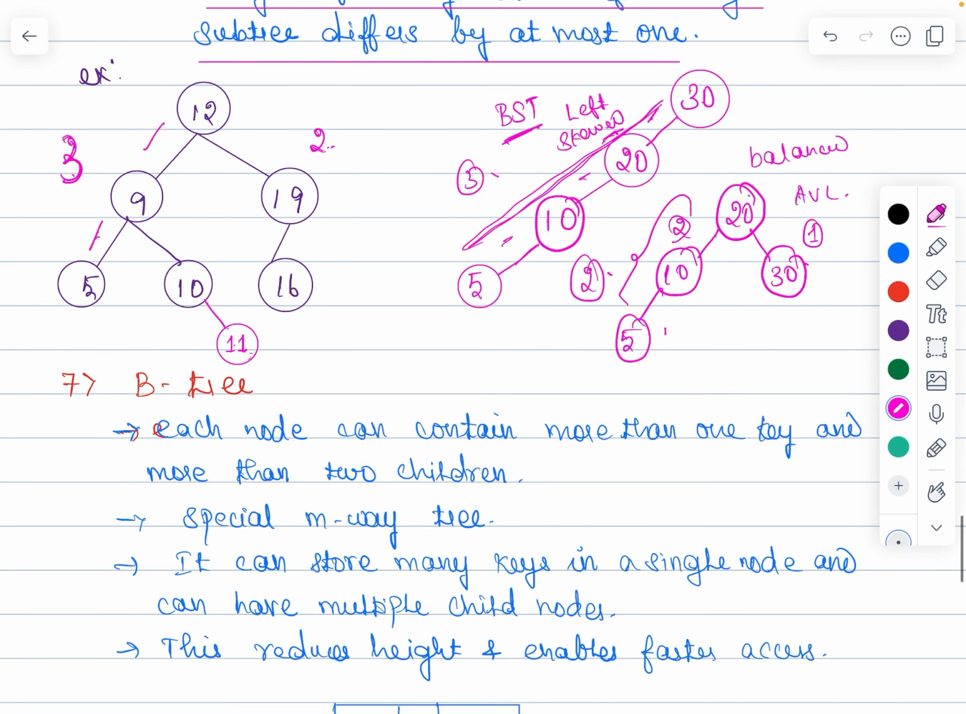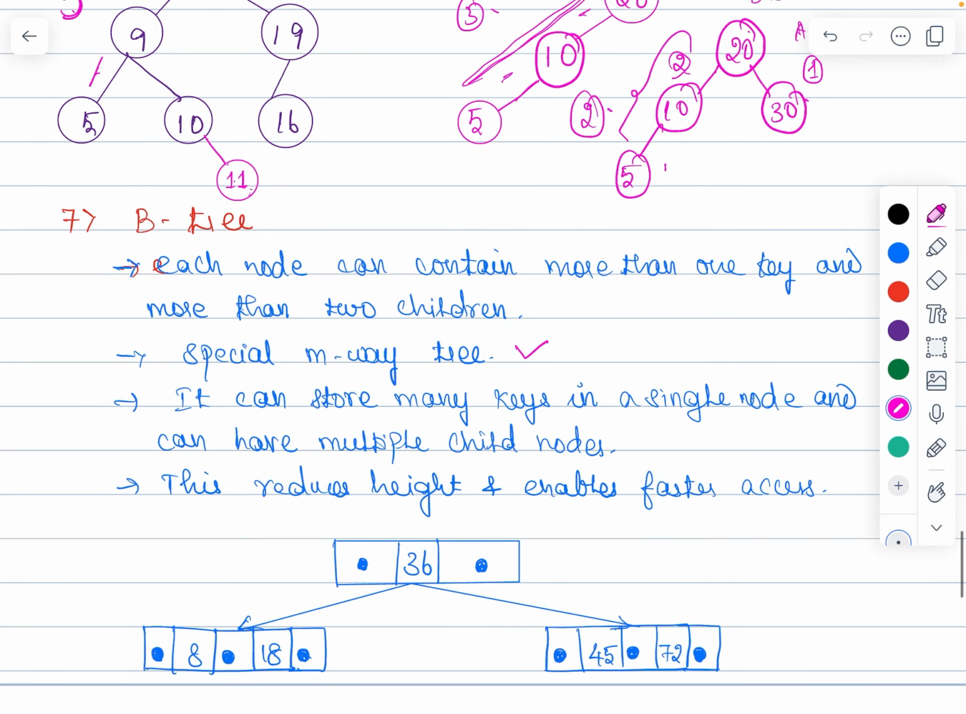And the next type is a B tree. A B tree is again a self-balancing search tree wherein each node can contain more than one key and can have more than 2 children. It is a special type of M-way tree. And while discussing B trees, you will be more clear.